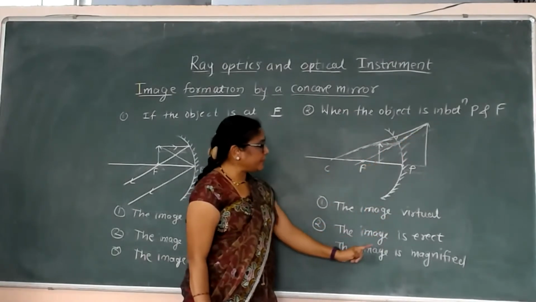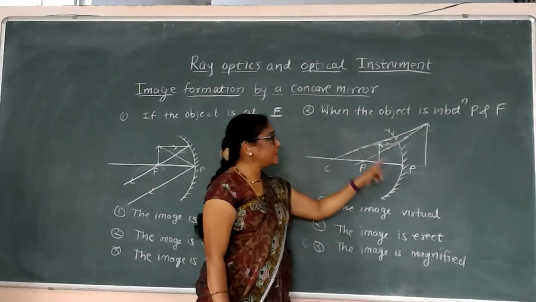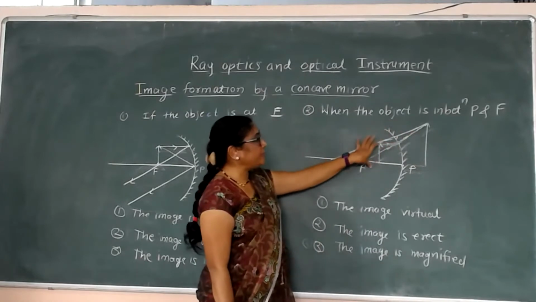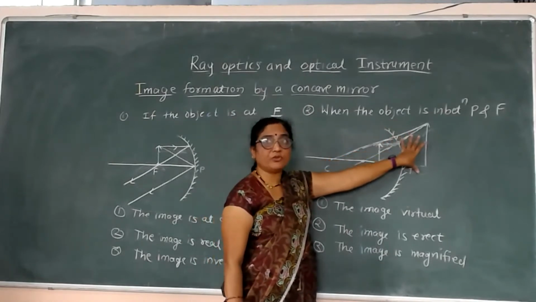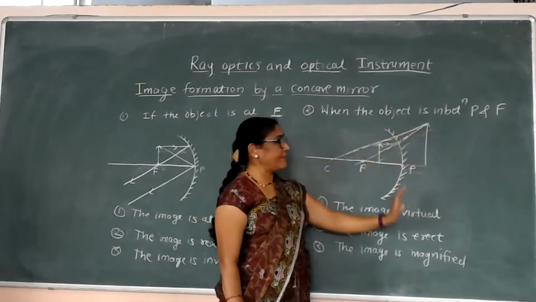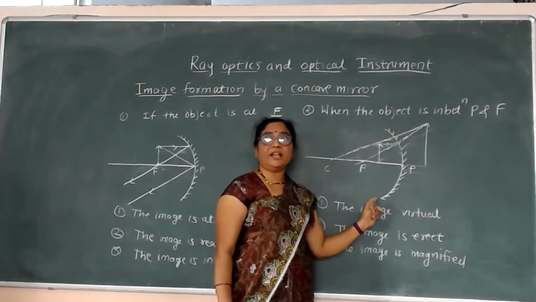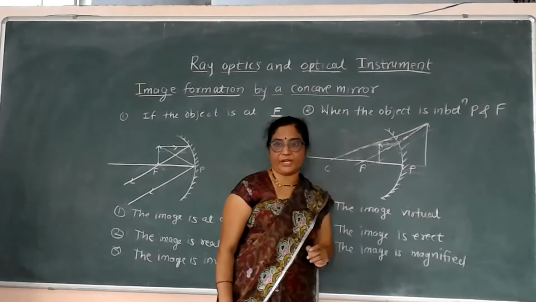At the same time, the image is magnified. Means the size of the object and the size of the image, or the height of the object and the height of the image, both are different. So the image is magnified. So this type of concave mirror gives both the real image as well as the virtual image.